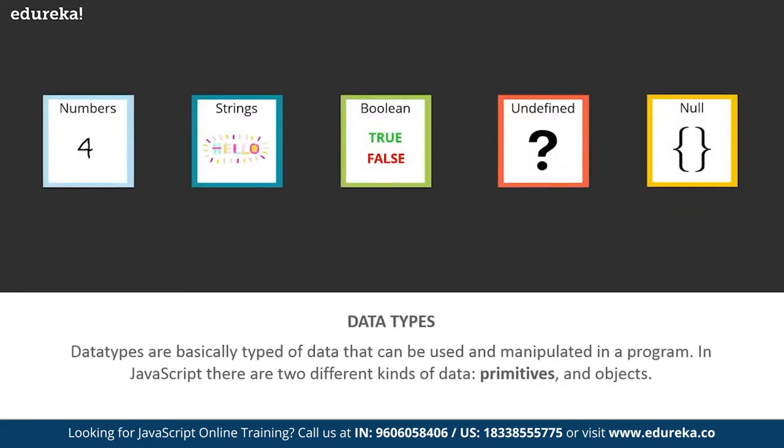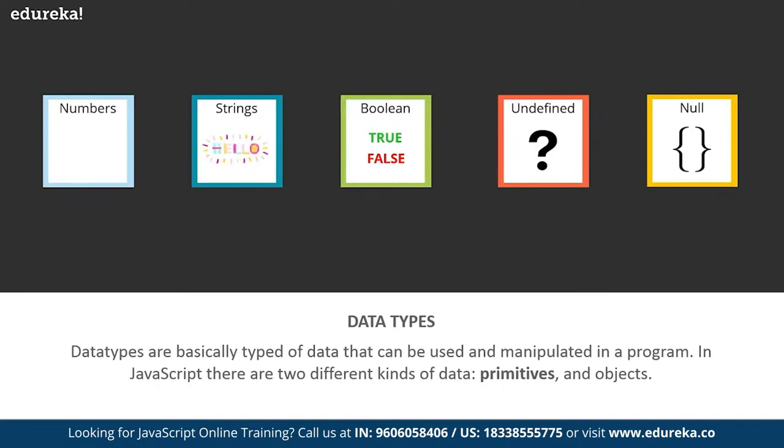Here we have two different types. First we have the primitive or value types, and then we have the reference types. First we will have a look at the different primitive types. Data types are basically the type of data that can be used and manipulated in a program. The different data types include numbers, strings, boolean, undefined and null.